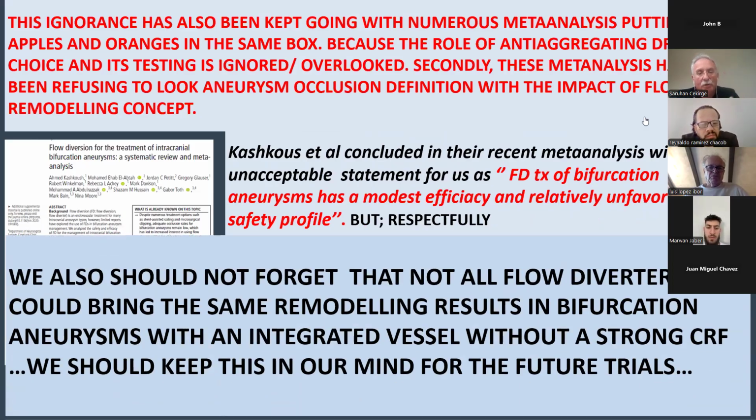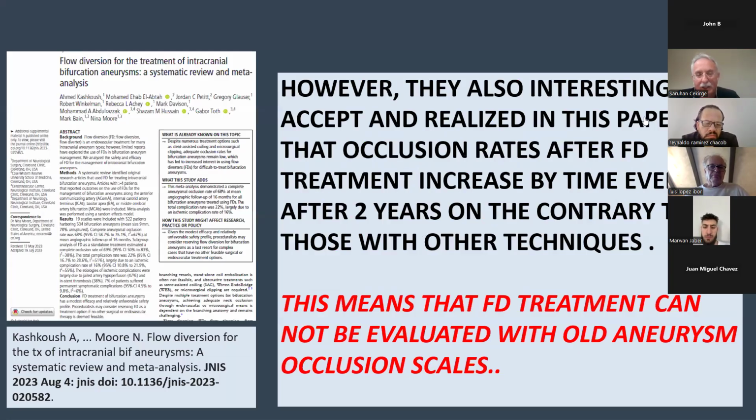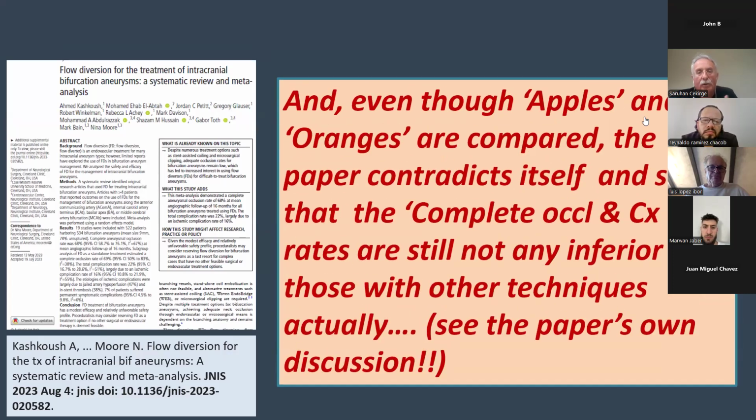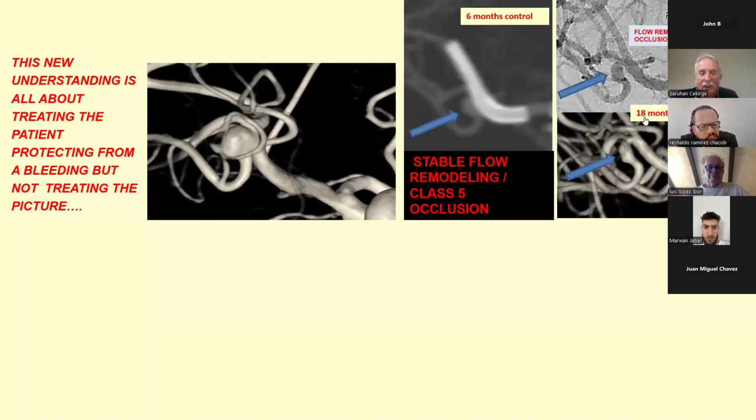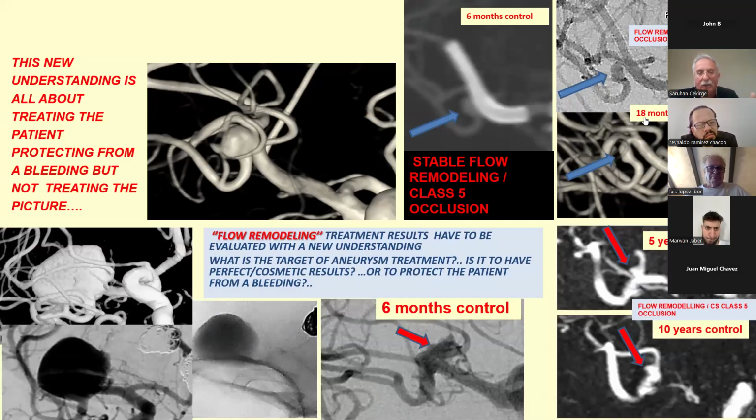However, we should not forget that not all flow diverters bring the same remodeling results in bifurcation aneurysms. There were many, many flow diverters in those papers with many anti-aggregation protocols. And they looked at aneurysm occlusion with the Raymond-Roy scale, which is not possible to look at. Although they mixed apples and oranges, they also realized that later occlusion of aneurysms is a big advantage in those aneurysms, and they contradict themselves in this meta-analysis. So this is a new understanding, which is called the art of simplicity. This is all about treating the patient.